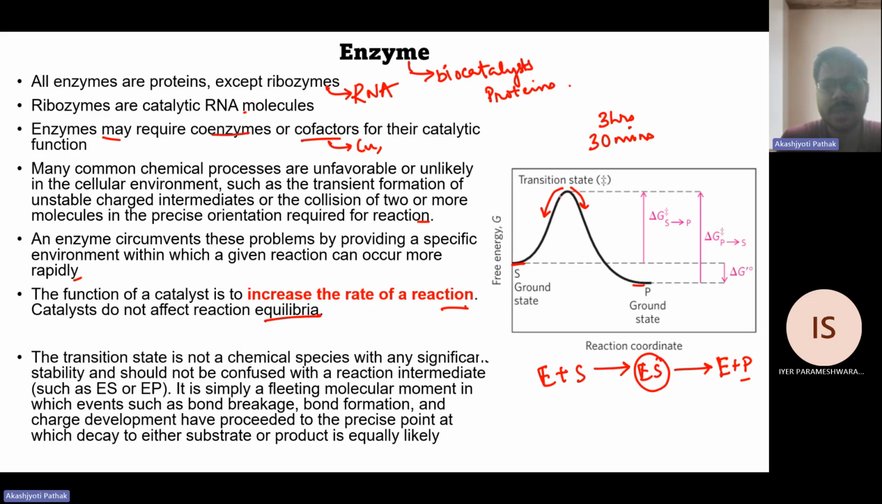So that is what I was explaining. At this stage, at the transition state, the species that is getting formed has equal probability of getting degraded to substrate or forming the product. And in this stage, different bond breaking, bond formation, and different charge development take place in that species.